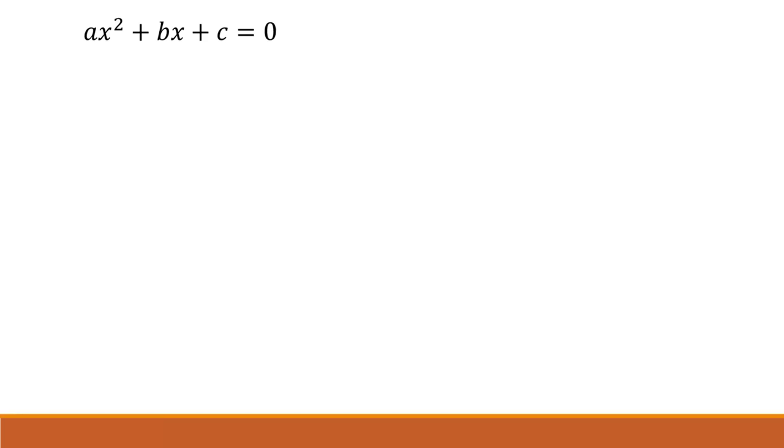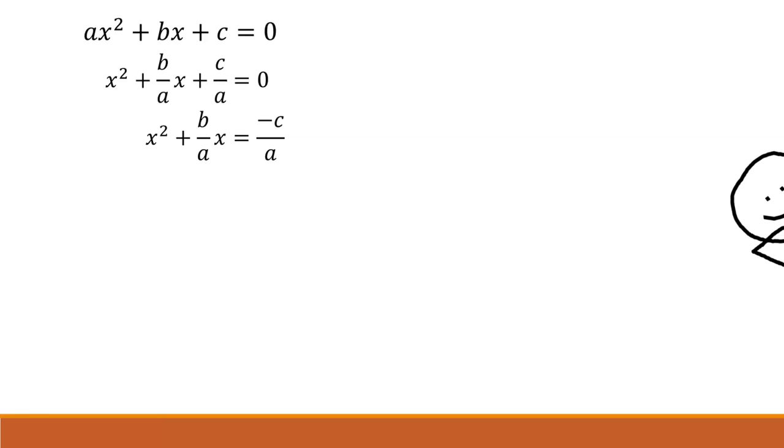We can derive the quadratic formula by completing the square on the equation in standard form. So here we go, let's do it. We'll start by dividing all the terms by a, because to complete the square we need the coefficient of the squared term to be 1. Now we'll subtract c over a from both sides of the equation, so that we can think about what we need to add to both sides of this equation to make the left side a perfect square.